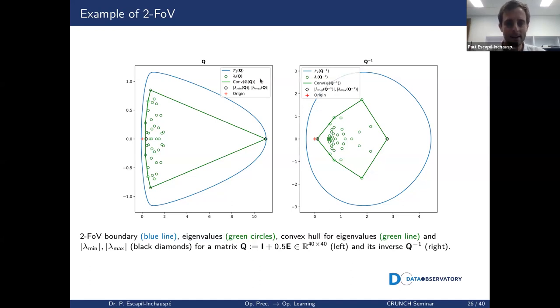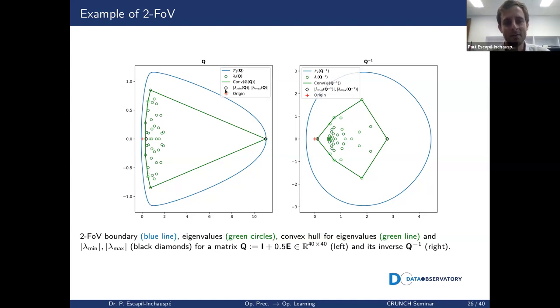Here, for example, it is a matrix that is not normal. So in this case, it happens that the field of value and the eigenvalue will differ in terms of the convex hull. So let me explain. First, in green, this is the matrix Q, and here I show the matrix Q at -1, the inverse. What I plot here is, first, all the eigenvalues of this matrix.